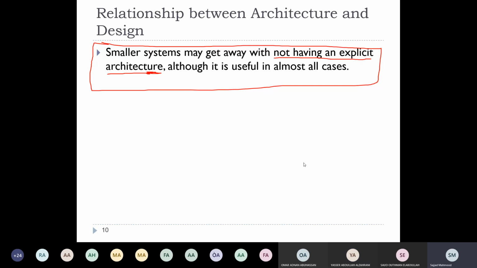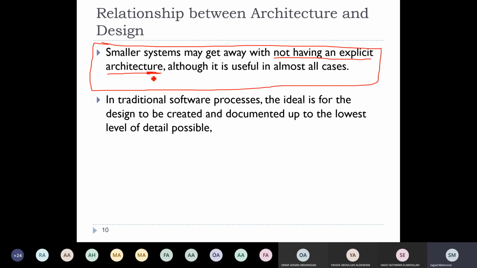Right. So sometimes for small applications, and what I mean by small applications is applications with one or two examples in a sense, you don't have explicit architectures, but you still have architecture. Maybe we don't know it, right? But in more traditional software processes, especially a waterfall process or an incremental process, you first of all create a design, right? And then you refine that design and add more details into it, correct?